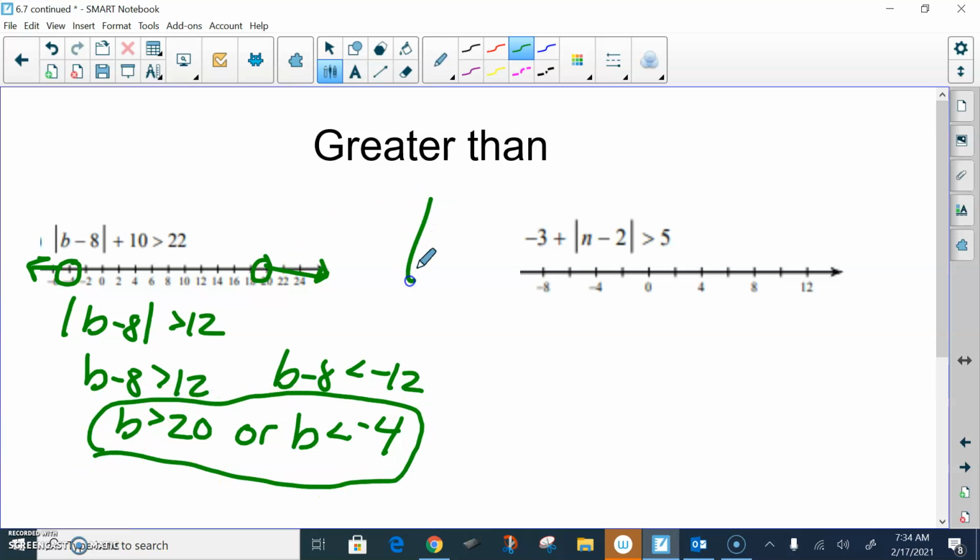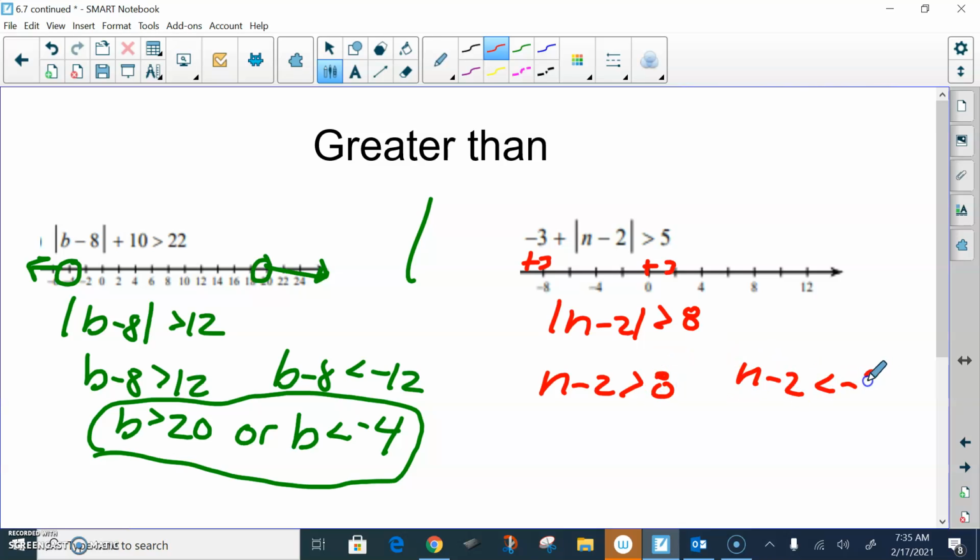All right, let's try one more. Again, we want to simplify it until we get the absolute value sign. So we're going to add 3 to both sides. So I get the absolute value of n minus 2 has to be greater than 8. Now we're going to do it twice. n minus 2 is greater than 8. And then we're going to do it again. n minus 2 is less than negative 8.